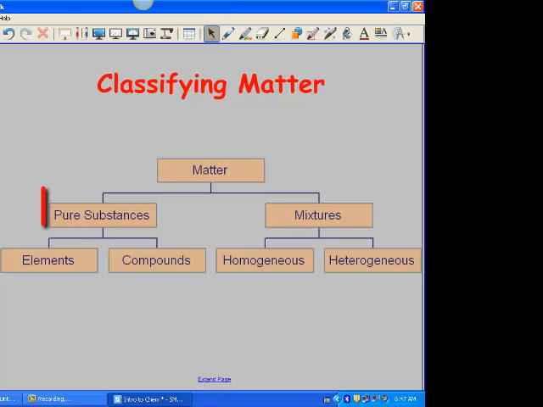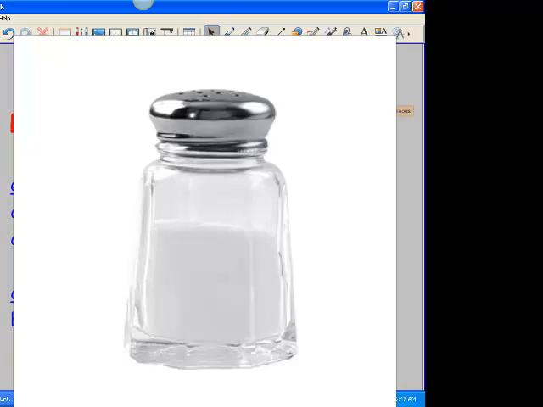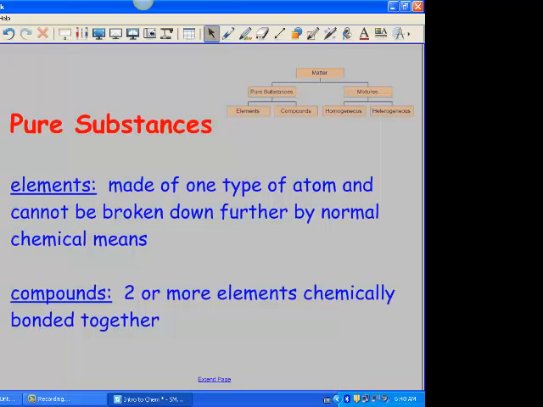Matter that cannot be separated by physical means is classified as a pure substance. Every sample of a pure substance will have the same characteristics and the same composition. For example, table salt, or sodium chloride, will always be composed of one atom of sodium for every one atom of chlorine. Sodium chloride will always be a white solid. It will always melt at around 800 degrees Celsius, and its liquid or molten form will always conduct electricity.